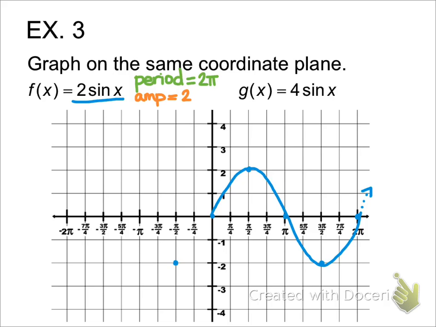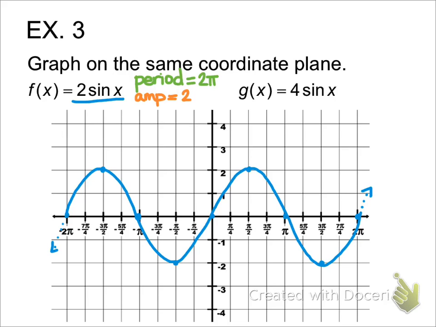At negative pi, we're going to be back at 0. -3 pi over 2, we're going to be at +2. And -2 pi back to 0. So connect those dots. Make sure on the ends you show that it continues in both directions. So this is f of x, which is 2 sine of x.